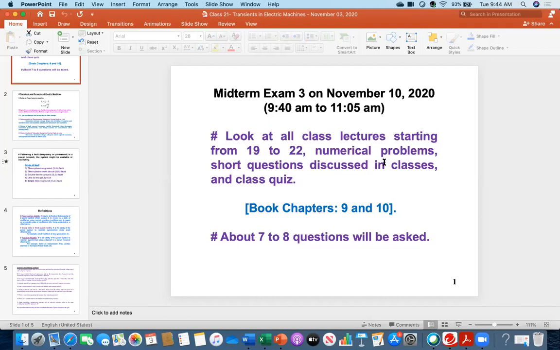And then you look at all numerical problems, short questions that we discussed, and the class quizzes. In terms of book chapters, chapter 9 and chapter 10; today I will be starting chapter 10, the transients of electric machines. As usual, the question pattern will be the same as midterm exam 1 or midterm exam 2, and you might expect 7 to 8 questions.